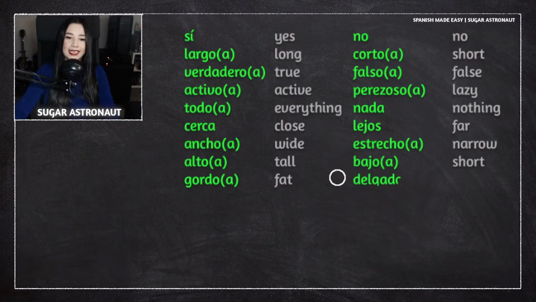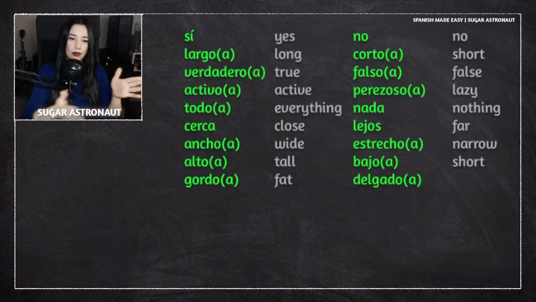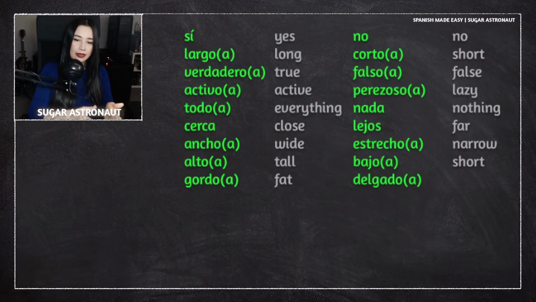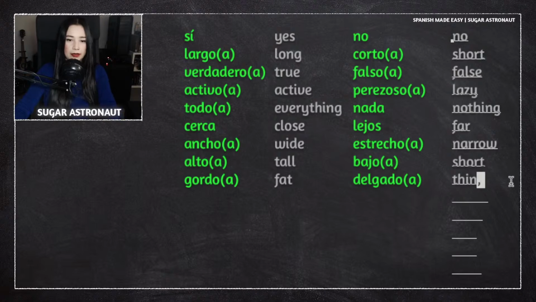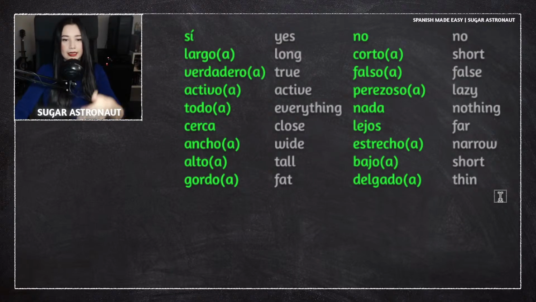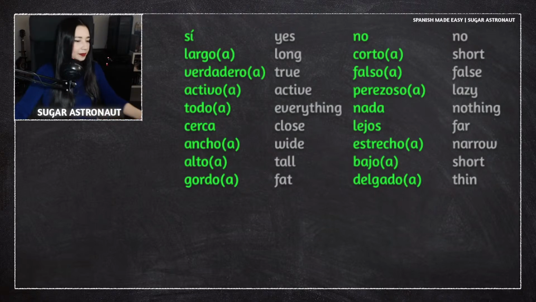The next one, the opposite, is delgado, delgada. Gordo, gorda, delgado, delgada. Thin, okay? Thin. Delgado, thin, delgada, same thing. Thin. Excellent.